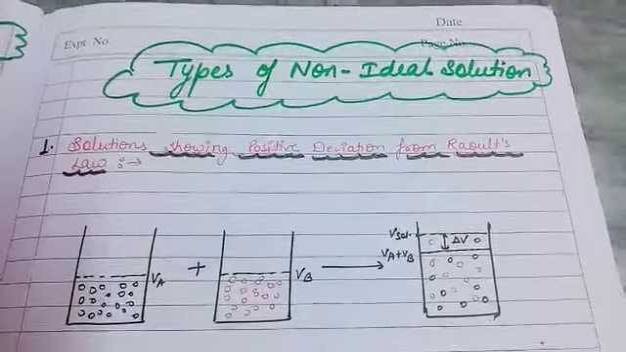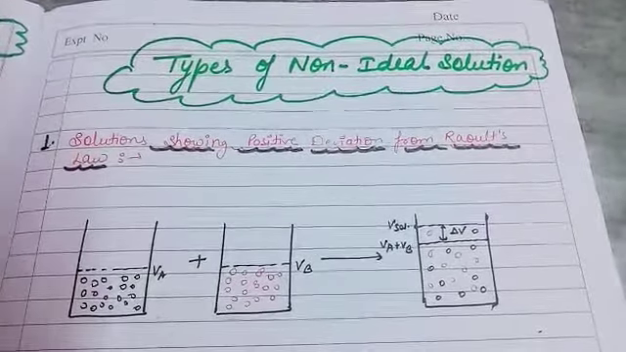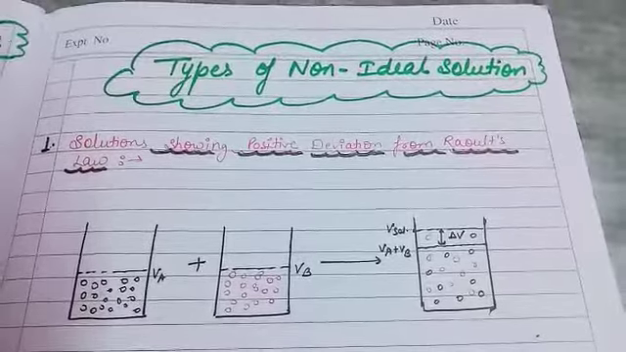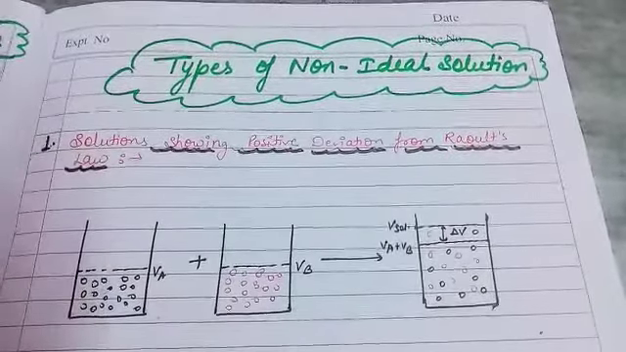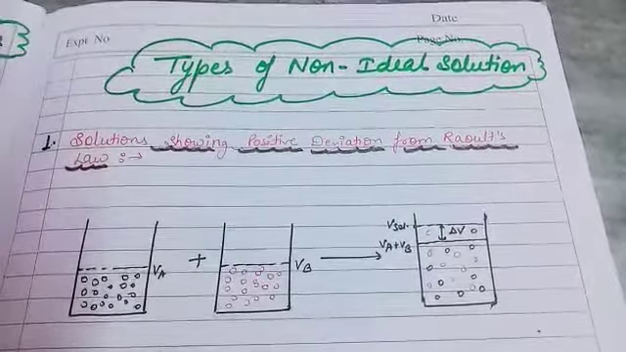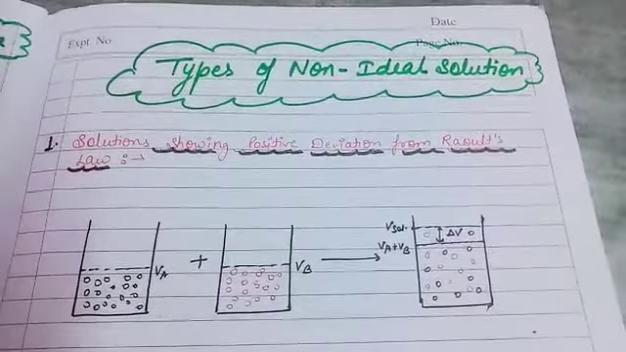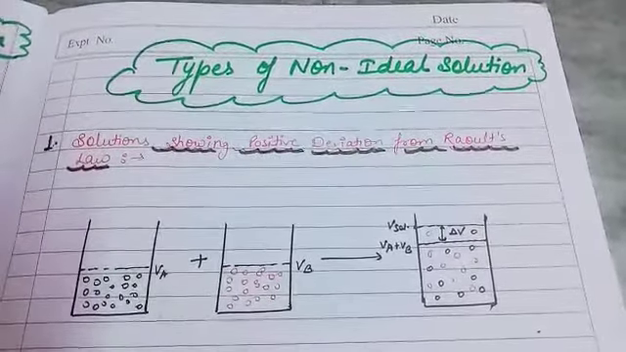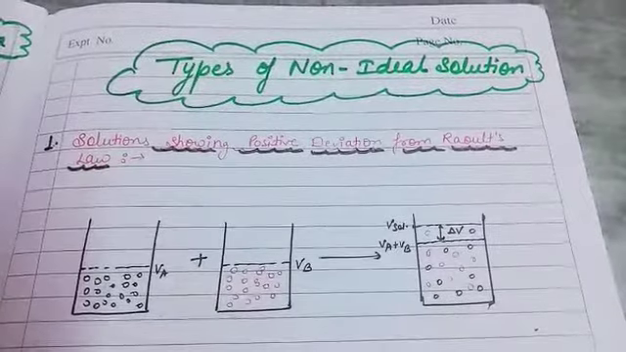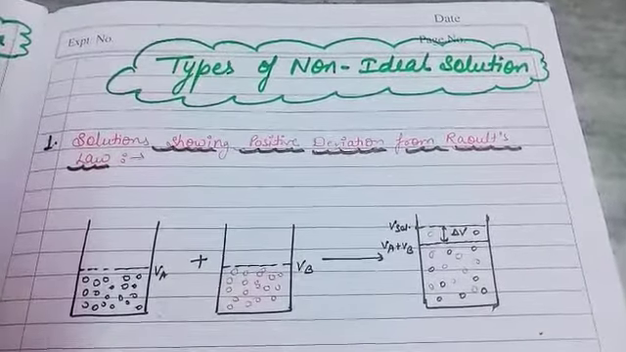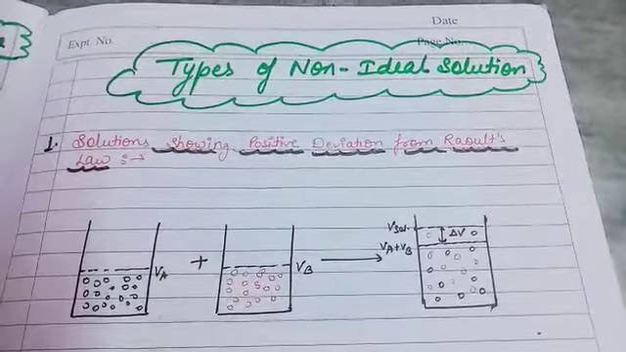Good morning, everyone. Today our topic is types of non-ideal solution. First of all, what is a non-ideal solution? As I explained in an earlier video, non-ideal solutions are those that do not obey Raoult's law. Simple: those who do not obey Raoult's law.